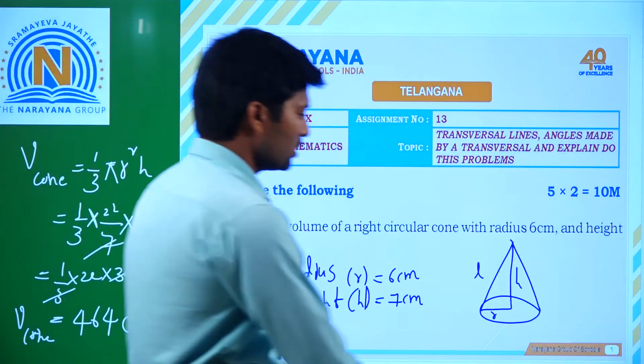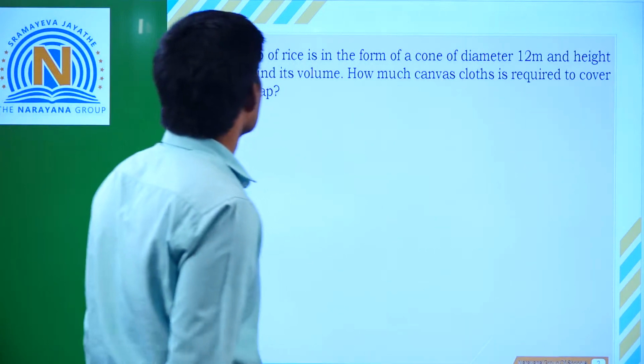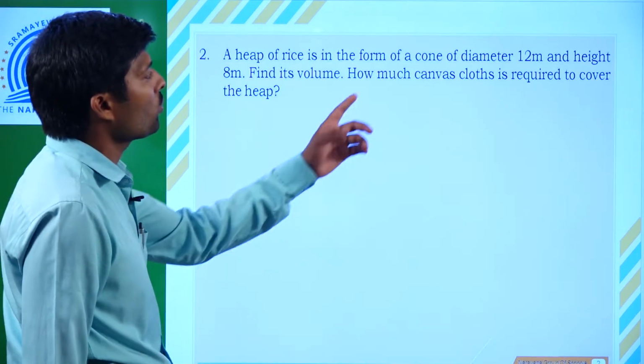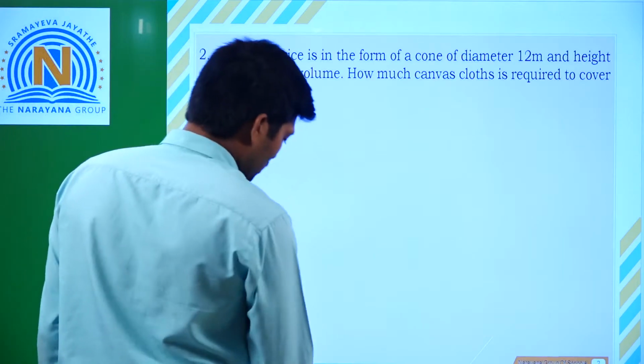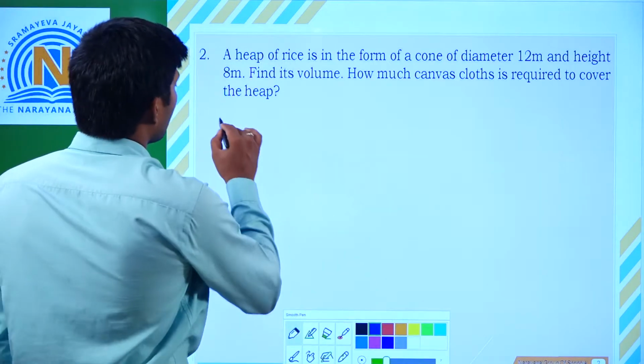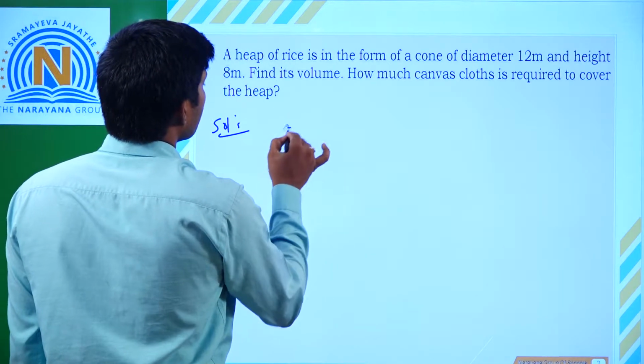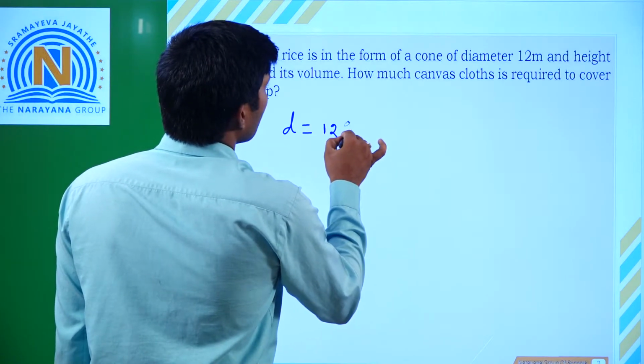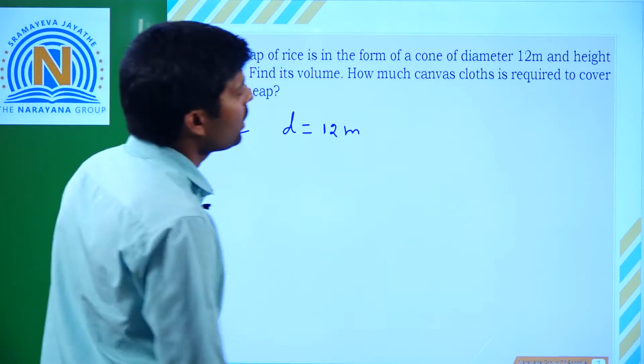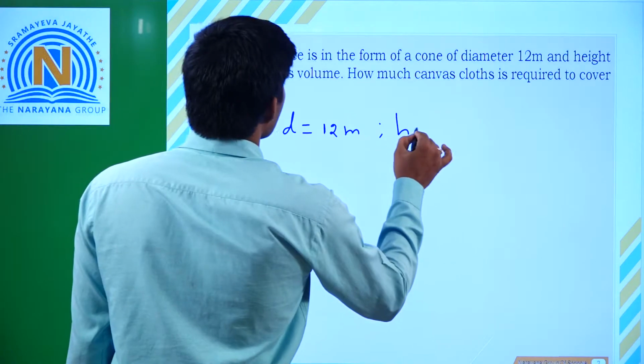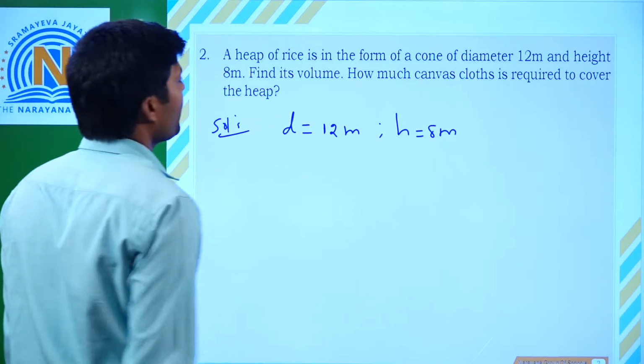Let's go for the next question. A heap of rice is in the form of a cone of diameter 12 meters. So d is equal to 12 meters and height is given as h is equal to 8 meters. Find its volume.